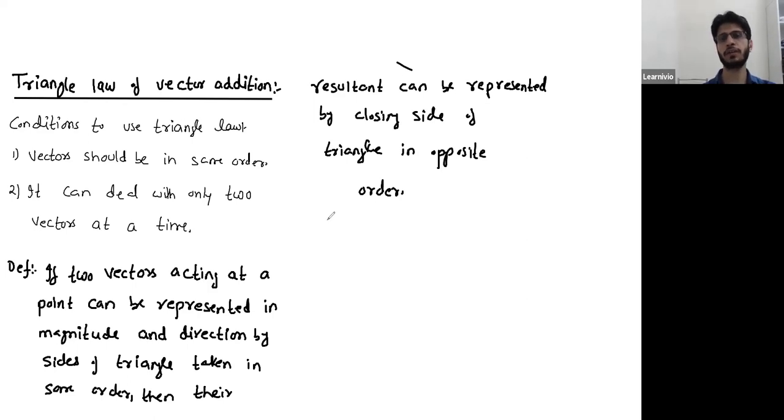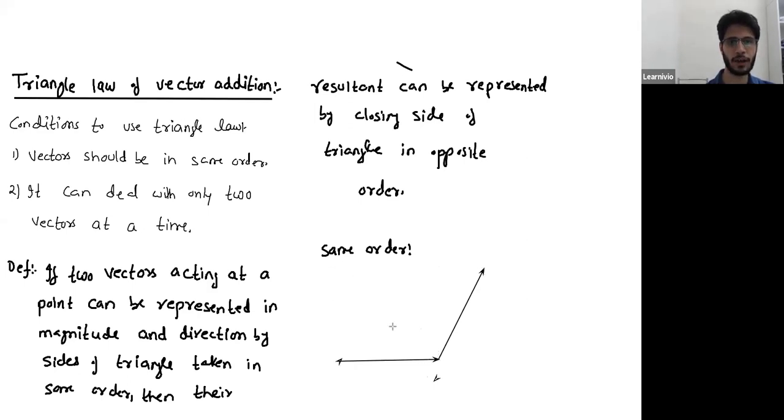Whenever I say that given vectors are in same order, it simply means the head of one vector coincides with the tail of another. Same order means this is the first vector, and the head of the first vector coincides with the tail of another. This is vectors in same order.